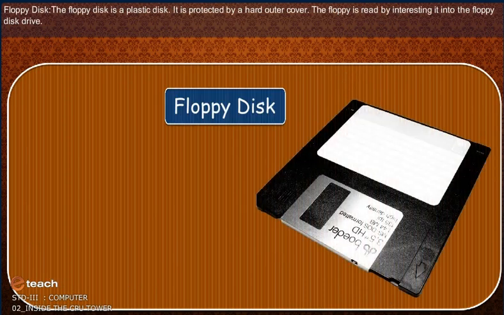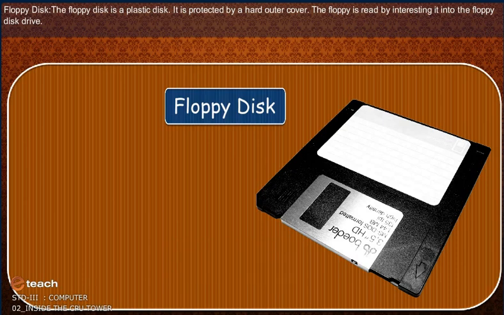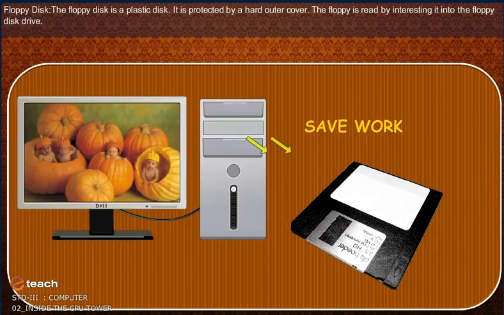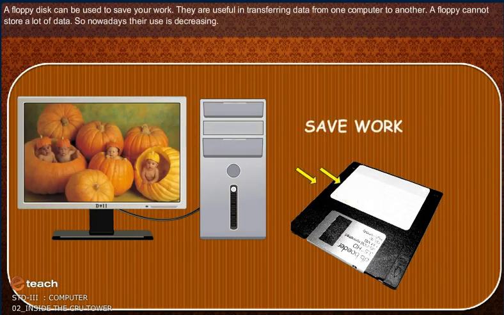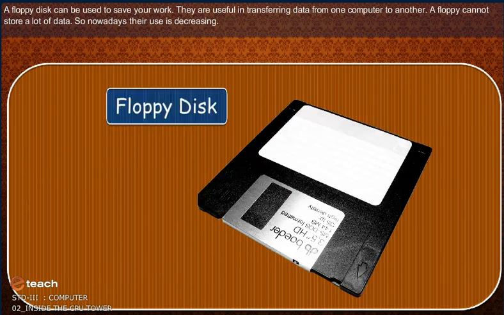Floppy disk. The floppy disk is a plastic disk. It is protected by a hard outer cover. The floppy is read by inserting it into the floppy disk drive. A floppy disk can be used to save your work. They are useful in transferring data from one computer to another. A floppy cannot store a lot of data. So nowadays their use is decreasing.